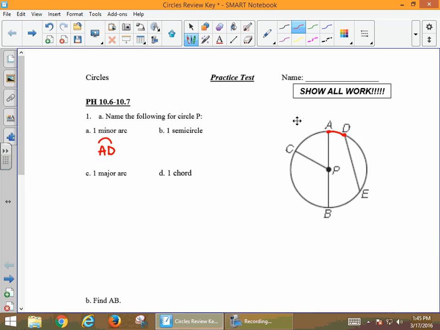Obviously, there are many more. You could use DE, EB, BC, CA, AE. That's about all of them that I think I can see.